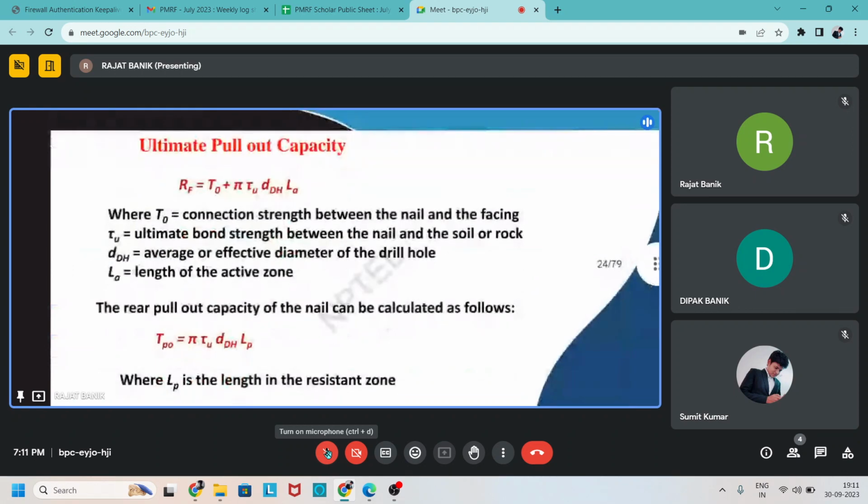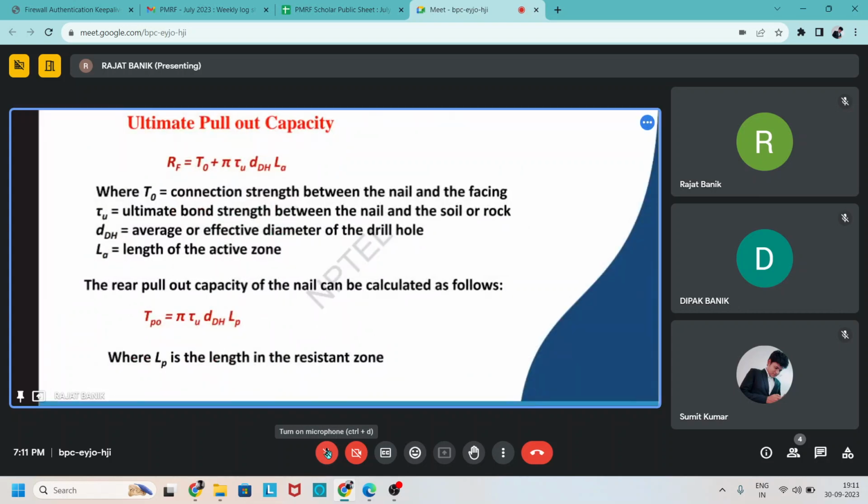Now, the different capacities used for the designing of the soil nail. First one is ultimate pull-out capacity. It is given by R is equal to T naught pi into tau into d subscript, where T naught is the capacity between the nail and facing wall.